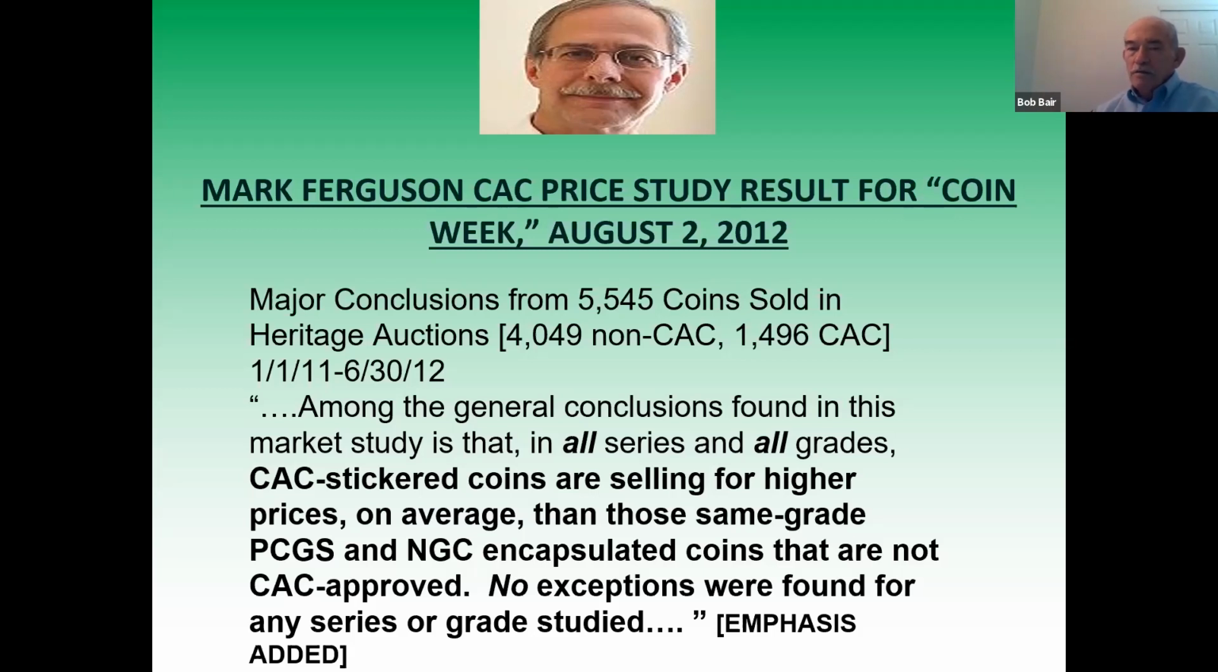If you look at that first paragraph, he looked at 5,545 coins that Heritage Auctions sold from January 1st of 2011 until the 30th of June 2012, a year and a half period. A little over 4,000 were not CAC, and almost 1,500 were CAC, and he matched them up as to holder, as to grade, CAC versus non-CAC. And here's what came out of this. This is pretty strong.